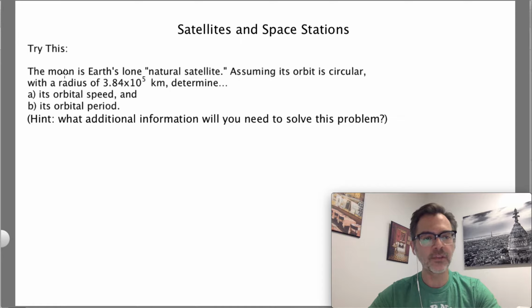You're given a situation where a natural satellite, a moon, in our case Earth's moon, whose name by the way is Luna, as in a lunar eclipse. So our moon is orbiting the Earth, and you're given a radius of the orbit, and you're asked a few questions about its speed and period. But there's a little hint at the bottom here that there's some information that you still need to solve the problem, and I'll leave it to you to figure out what that information is. And you can go look it up, it's no problem.